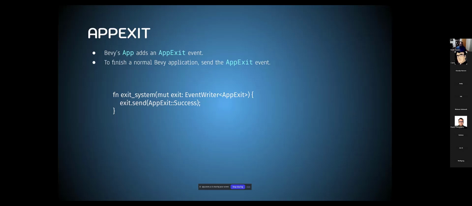There is a built-in event already in Bevy, implemented in the Bevy app crate, and that's the app exit event. So to finish a normal Bevy application, you just send the app exit event. You can do that through an exit system. Obviously, this is just going to exit straight away. There's no logic around it. But here you can see that we have the exit parameter, which is an event writer of app exit, and is mutable. We just call send, and we pass the app exit success value. App exit happens to be an enum.